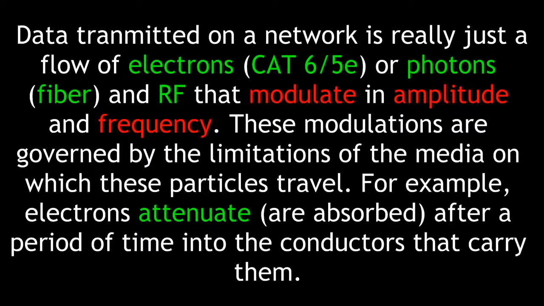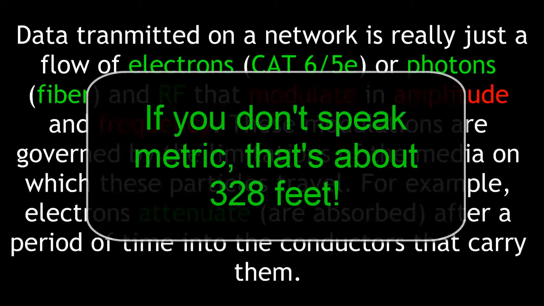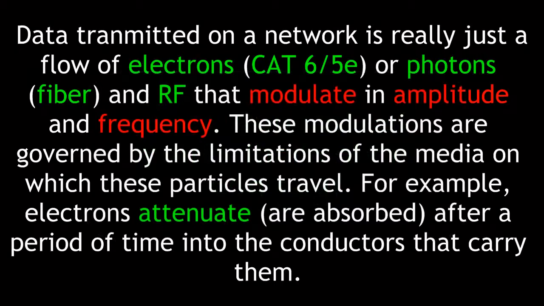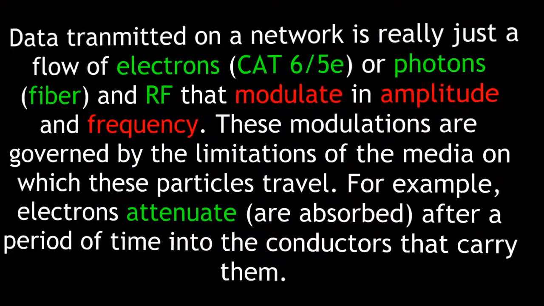Data transmitted on a network is really just a flow of electrons, such as category 6 or 5e through copper wire, or photons through fiber, and RF if it's wireless. These modulate in amplitude and frequency. These modulations are governed by the limitations of the media on which these particles travel. For example, electrons attenuate, that is, they are absorbed after a period of time into the conductors that carry them. If it were, say, category 6 or 5e and those electrons were traveling down copper wire, there's a range limitation of about 100 meters, and after that they tend to attenuate or be absorbed into the medium, and you have to amplify the signal and resend it.